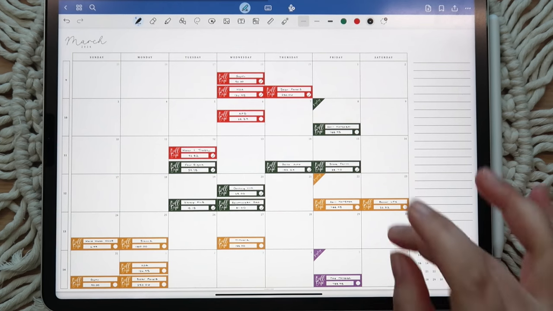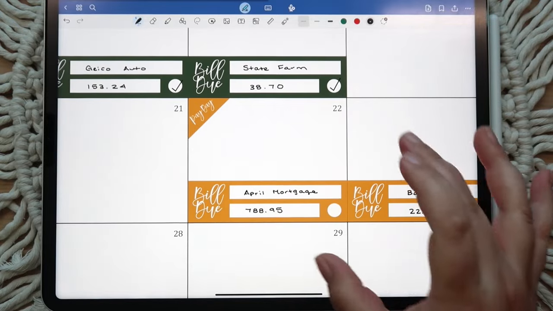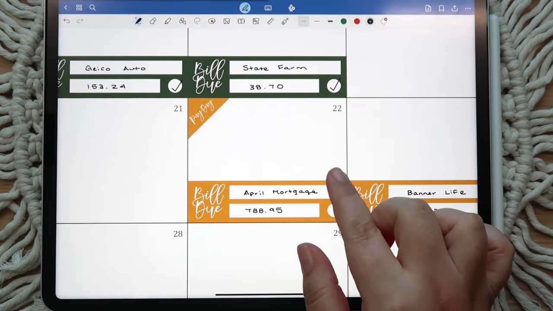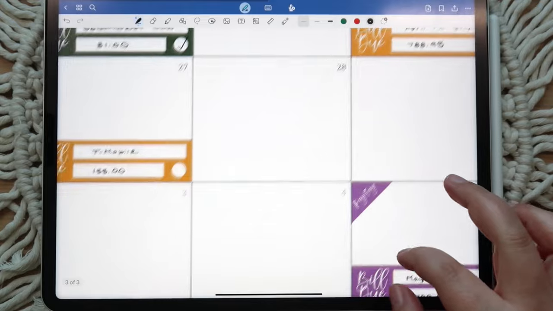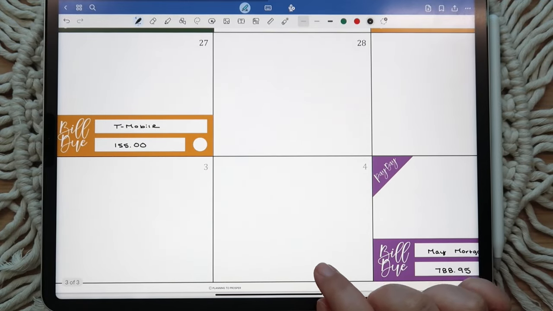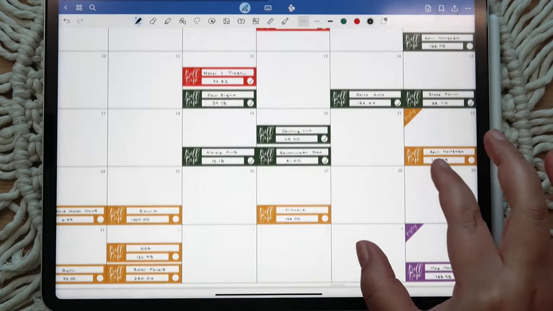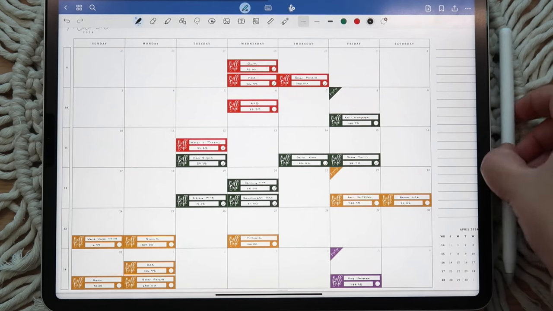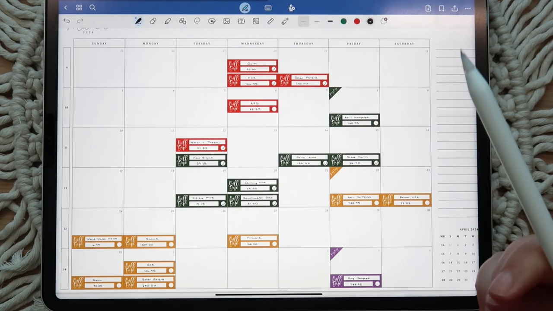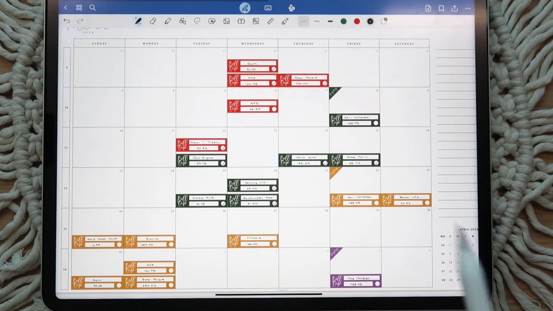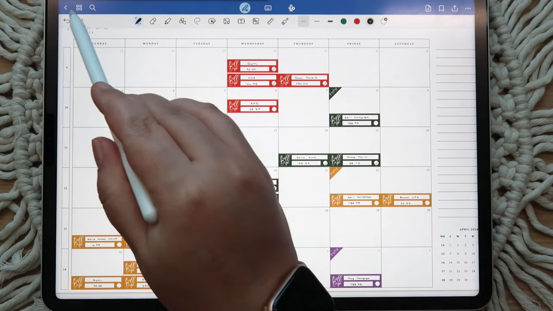Today we're going to be setting up our paycheck budget that begins on the 22nd of March and runs through the 4th of April. So let's go ahead and get started. I honestly have not done a ton of prep work for this, so bear with me.